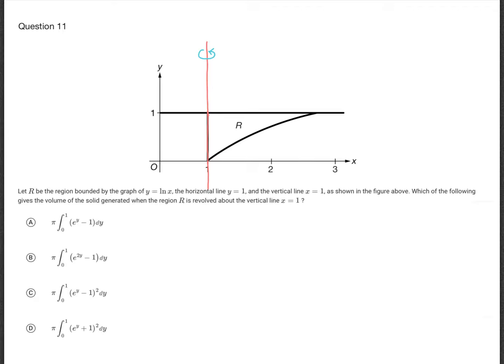Okay. So revolving it around a line that's perpendicular to the y-axis, so everything's got to be in terms of y. So our limits have to be in terms of y. So that means our limits are going to go from 0 to 1 in the y direction. I think that's the place to start. Okay, we know we're doing a revolution, so we're going to do pi r squared. And this will be in terms of y, so dy.